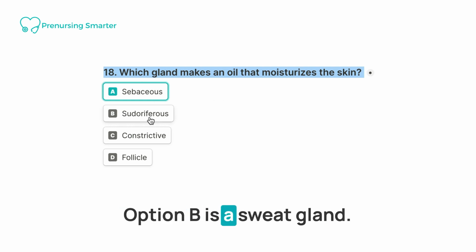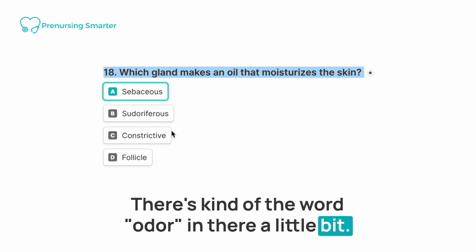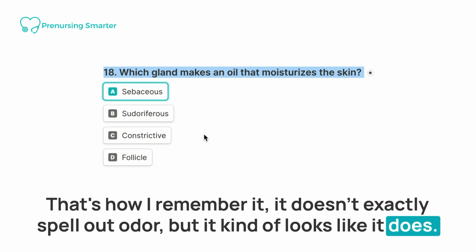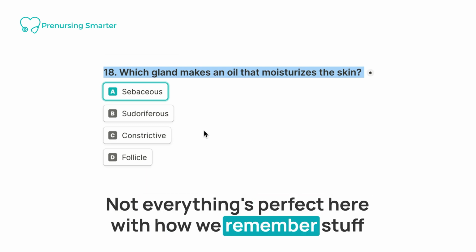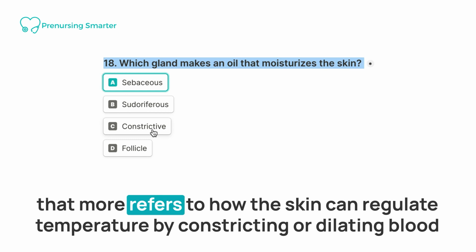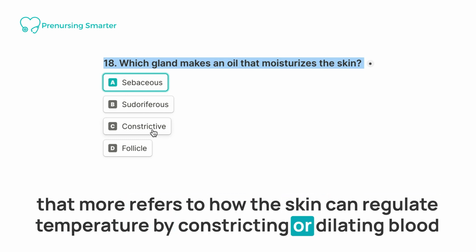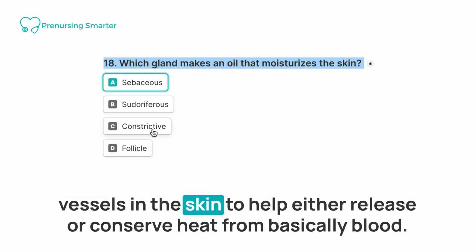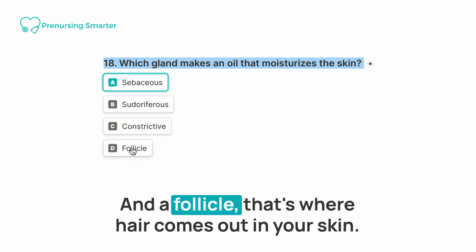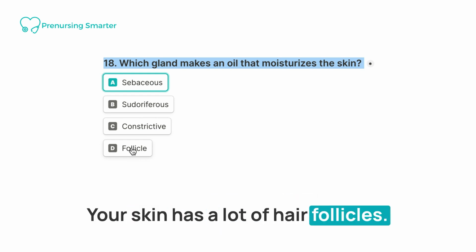Option B is a sweat gland. There's kind of the word odor in there a little bit. That's how I remember it. It doesn't exactly spell out odor, but it kind of looks like it does. Not everything's perfect here with how we remember stuff in the TEAS test. Constrictive, that more refers to how the skin can regulate temperature by constricting or dilating blood vessels in the skin to help either release or conserve heat from basically blood. And a follicle, that's where hair comes out in your skin. Your skin has a lot of hair follicles.